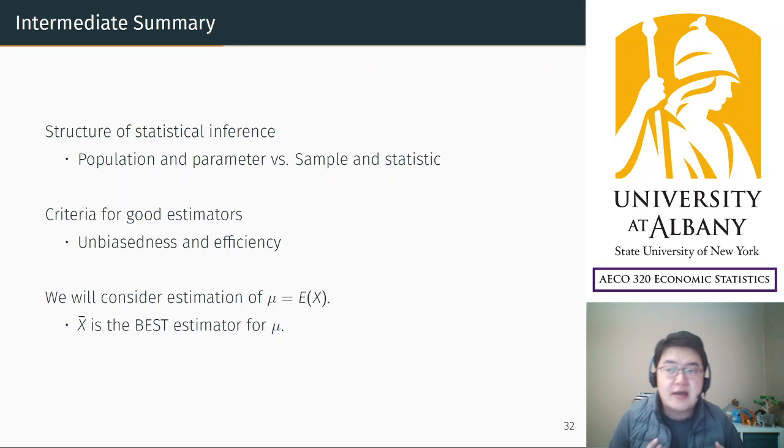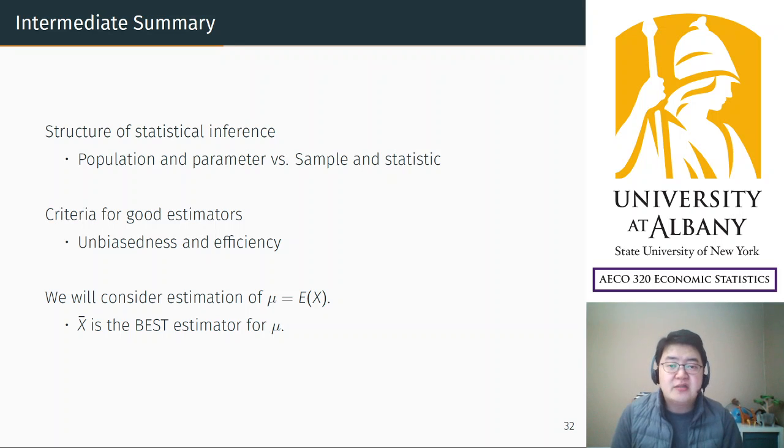So the idea is that the population is the set of what we want to know, like every vote for the presidential election. But we cannot observe everyone in the population. So instead, we observe just a part of the population, which is the sample. So statistical inference is to infer about the population using the sample.